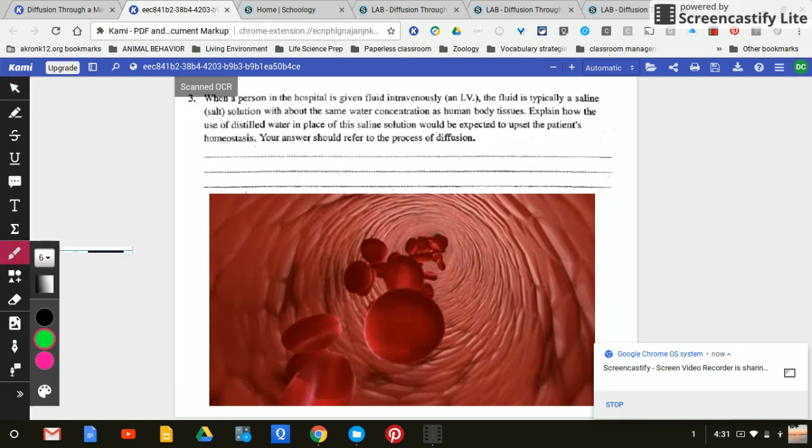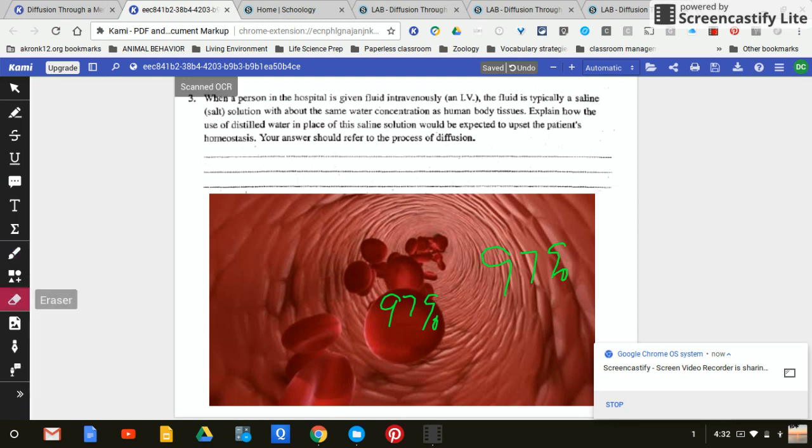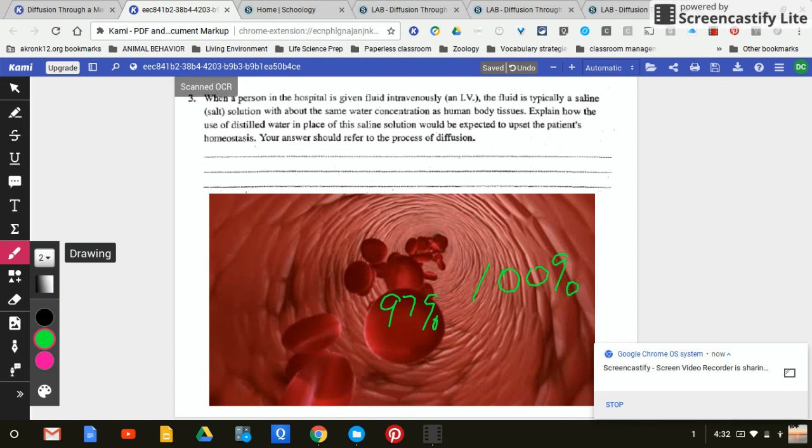So for here, let me change my color, I think green will work. Here we have a cell. Your cells are normally 97% water. And they're going to give you saline in the vein that is also 97% water. This is an isotonic solution. This is the normal situation. This is good for you, okay? Now they're asking, what happens if they give you distilled water, which is 100% water?